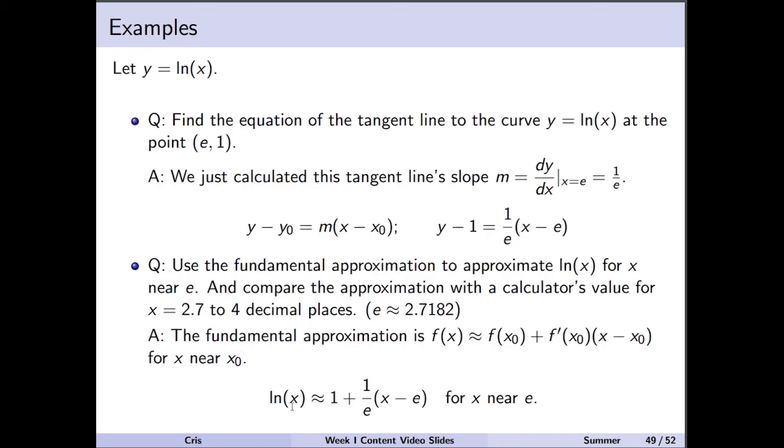The fundamental approximation is that the natural log of x, which is the y-coordinate of the curve, is approximately equal to the y-coordinate of the tangent line. So we add 1 to both sides. We see the y-coordinate of the tangent line is 1 plus 1 over e times the quantity x minus e. So the natural logarithm, which is a fairly complicated function, has this nice simple approximation for x near the number e.